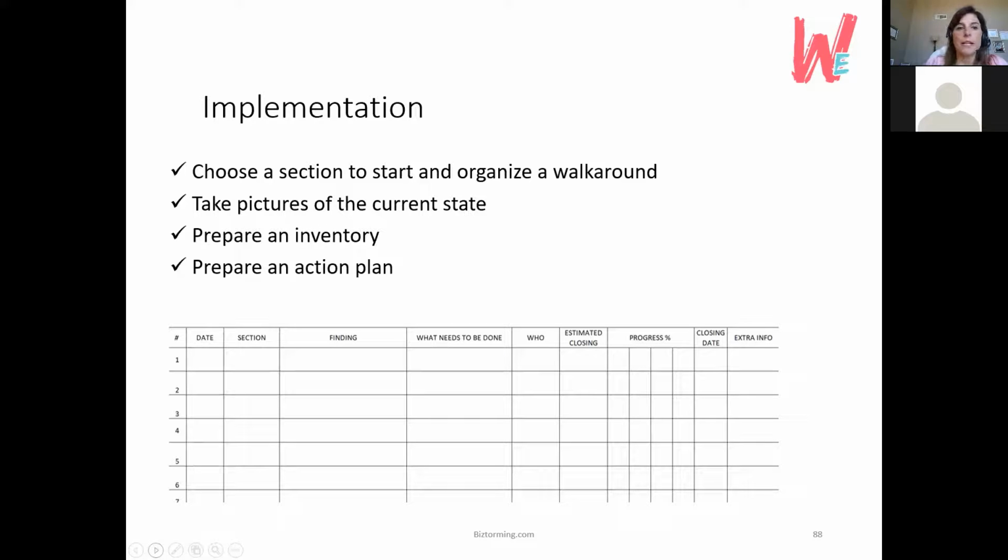And what I recommend is that you start working with what I call the action plan. This is a template of an action plan. And what we're trying to do with the action plan is empower the employees to propose improvements. Okay.